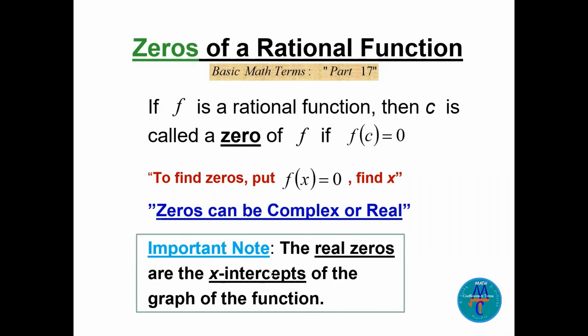Now, if we need to find the zeros of a rational function, we use the same method as finding the zeros in polynomial functions, and that was in part 17 of the basic math terms. To find the zeros, put the function equal to 0, and then you find all the values of x. Zeros can be complex or real. You take only the real zeros, and they will be the x-intercepts of the graph of the function.